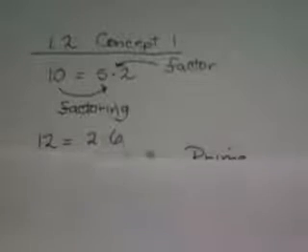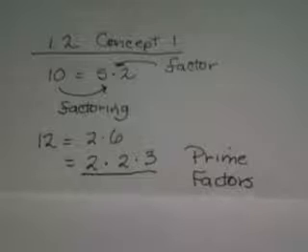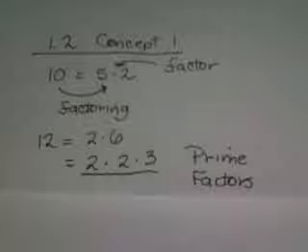1.2 Concept 1 is all about factoring and prime factorization. So looking at 10, we know that 10 breaks down into the factors of 5 times 2. And the act of writing 10 as its factors is called factoring. We can use this factoring. For example, 12 is equal to 2 times 6. But if we want to break it down into its prime factors, that would be 2 times 2 times 3. And those are its prime factors.